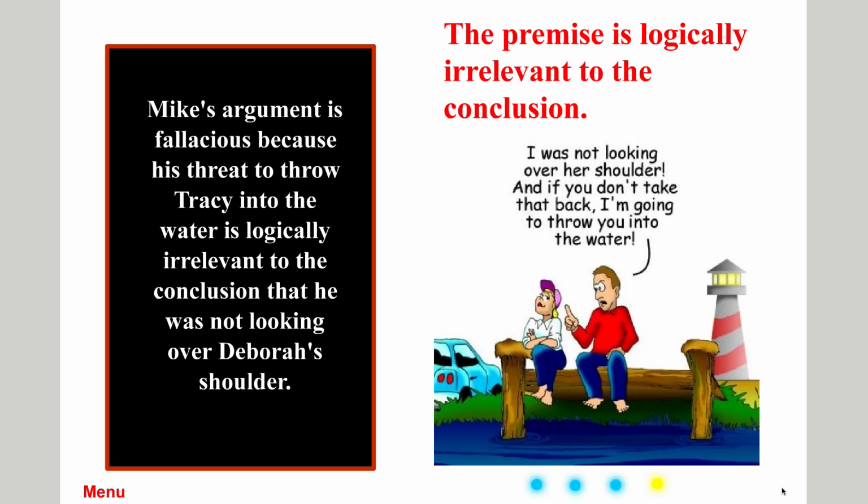Mike's argument is fallacious because his threat to throw Tracy in the water is logically irrelevant to the conclusion that he was not looking over Deborah's shoulder.